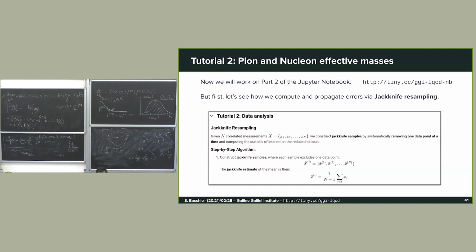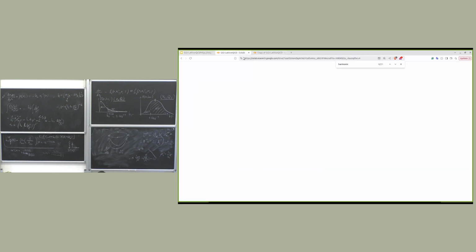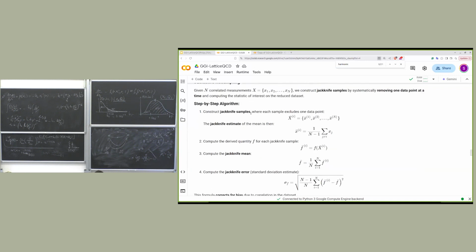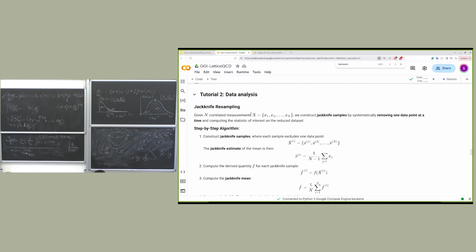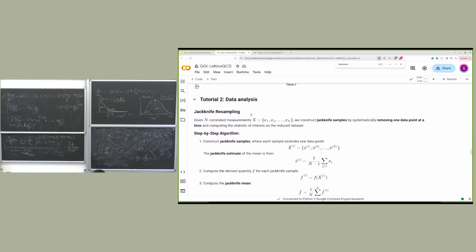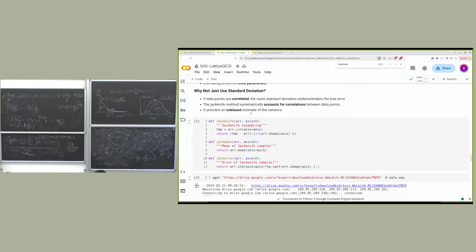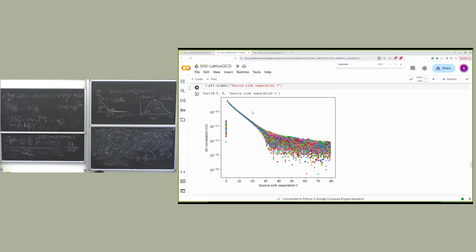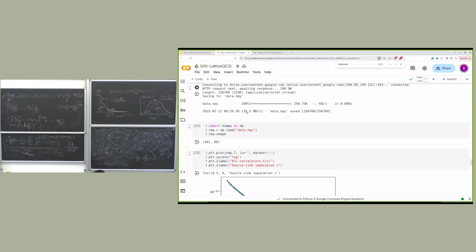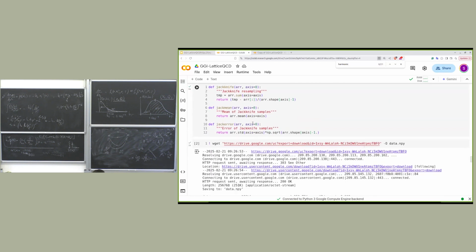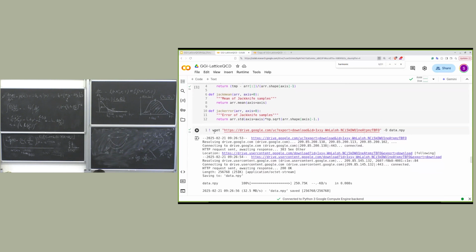Again, you can go back to the notebook we had yesterday. I added a part 2. And here it's something more that might be of interest to you. So now we will do a tutorial on data analysis. What I'm going to give you are raw correlation functions of the nucleon. You can download them using this command here, from my Google Drive.